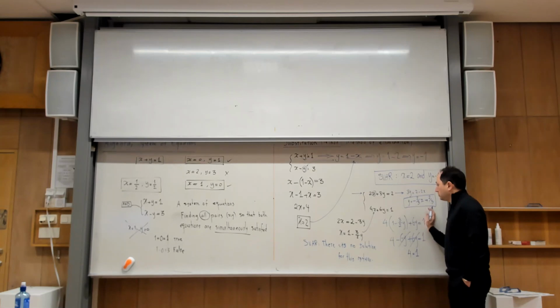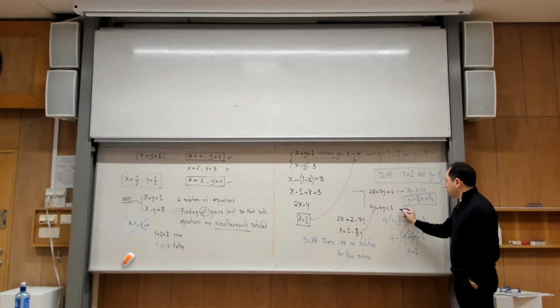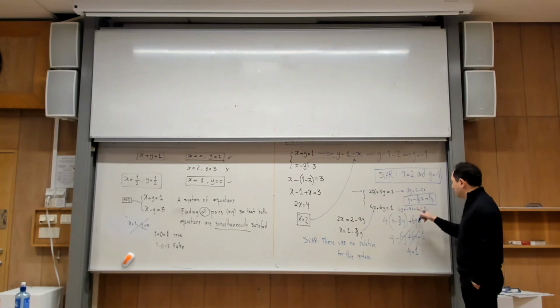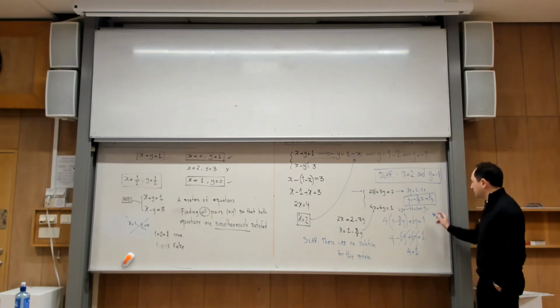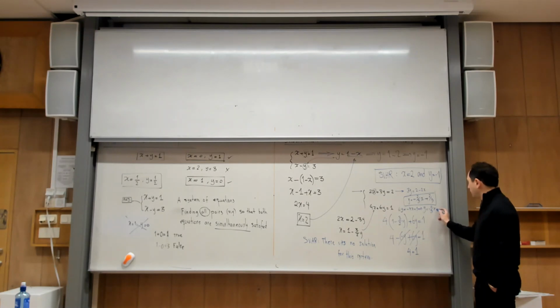And if I want to do the same thing here, I have to move 4x to the right. So 6y is equal to minus 4x plus 1. And I divide everything by 6. y becomes minus 4 divided by 6, which has a simpler name, minus 2/3 x plus 1 over 6.